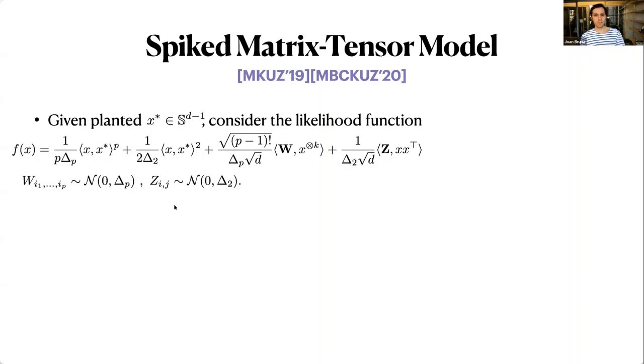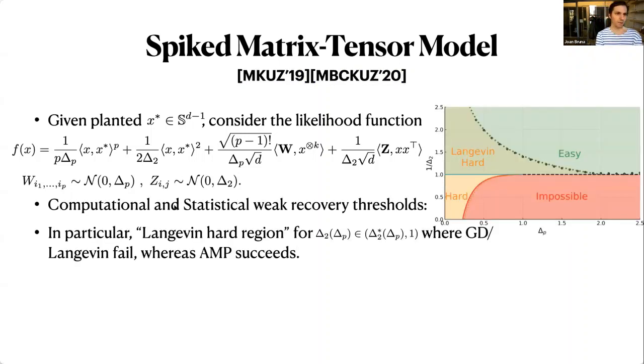And so these authors came up with this very interesting diagram that basically captures the difficulty of this problem as a function of these two parameters: the strength of the contribution from the P part and the contribution from the second order part. In particular, they also identified a region, for when this lambda 2 was sufficiently small, where gradient descent algorithms and Langevin dynamics algorithms would basically be trapped, fooled by the higher order part.